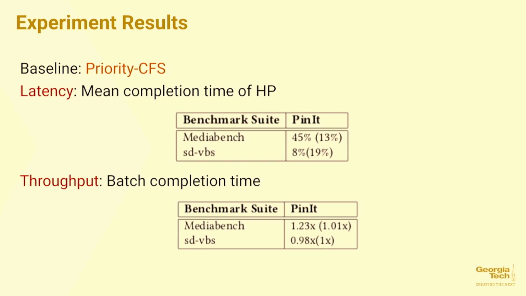The latency, which is the mean completion time of high priority processes, improved considerably in PinIt compared to baseline priority CFS, by as much as 45% on 16 cores and 13% on 8 cores for MediaBench, and 8 and 9% for 16 and 8 cores for SD-VBS. The entire batch consisting of high and low priority processes completed as fast as with priority CFS, with MediaBench on 16 cores performing 23% better than priority CFS.